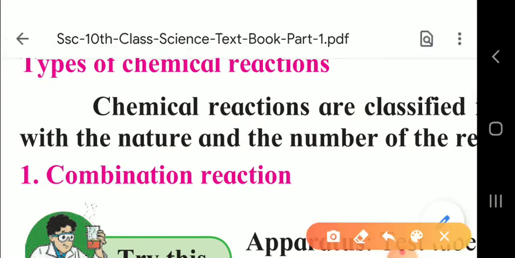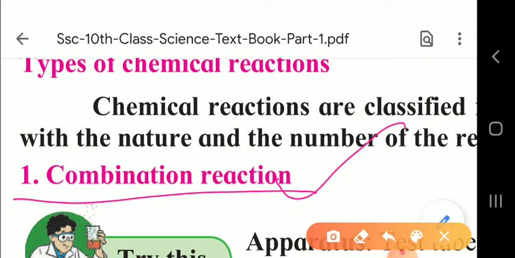You can see here, children, this is the combination reaction. What apparatus do we have to take? Test tube, glass rod, beaker, etc. What chemicals do we have to take? Hydrochloric acid, its symbol is HCl, ammonia solution, slaked lime, etc. The slaked lime is CaO, that is calcium oxide. So let us see the activity, children.